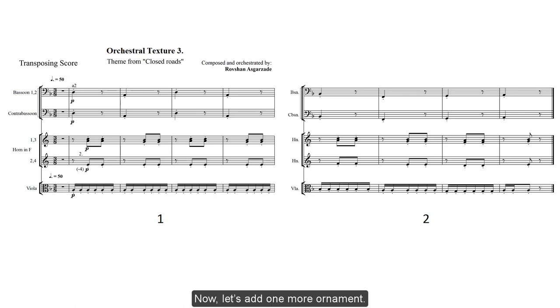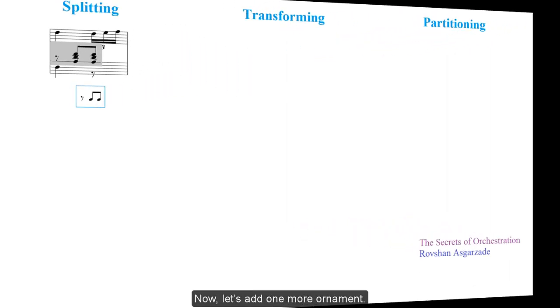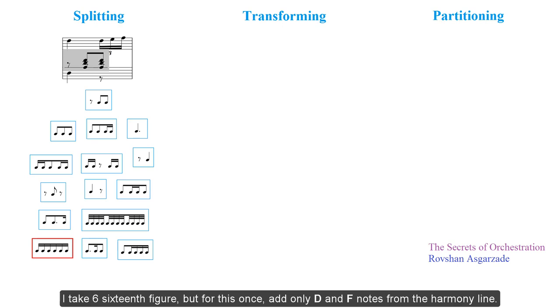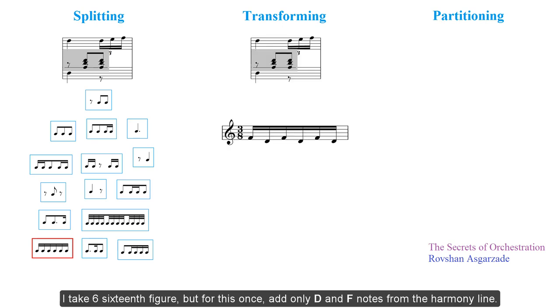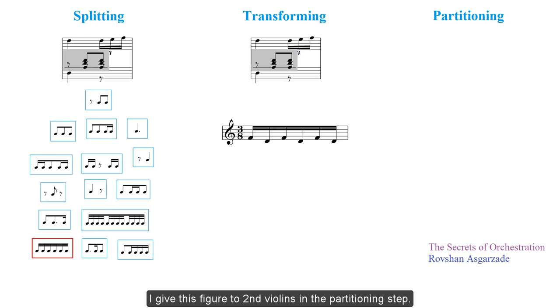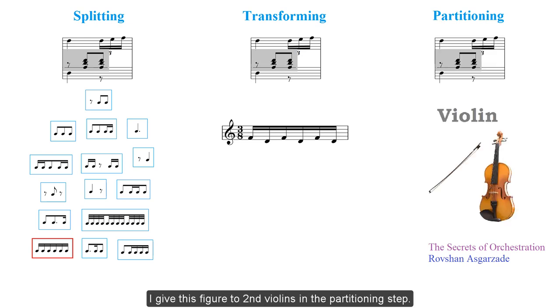Now let's add one more ornament. I take the 6/16th figure, but for this one, add only D and F notes from the harmony line. I give this figure to second violins in the partitioning step.